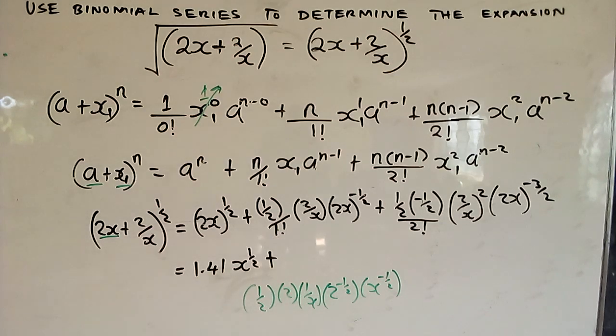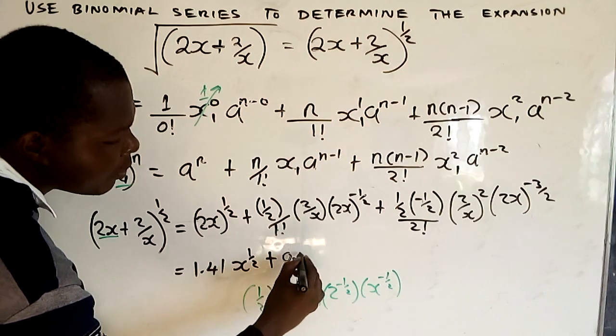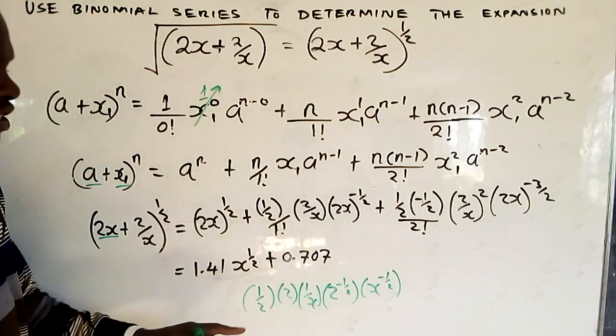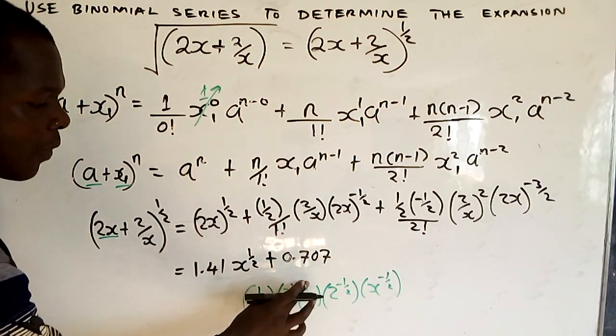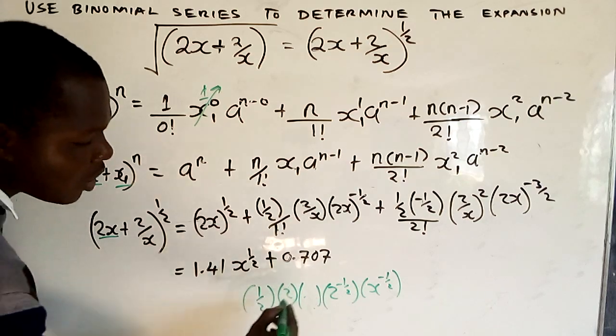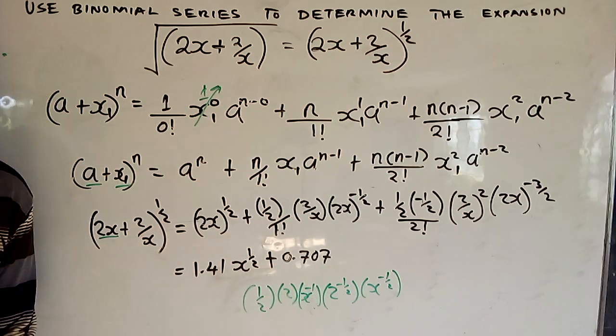Then times 2 raised to negative a half. What do you get? 0.707. Then you can see this is 1 over x times x raised to power negative half. Remember 1 over x is the same as what? It's the same as x raised to negative 1, isn't it?